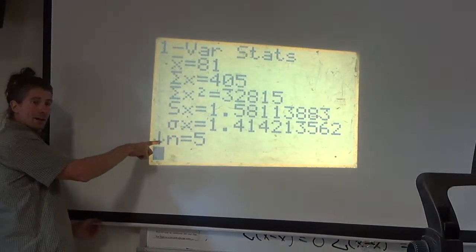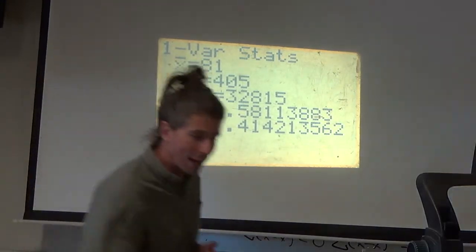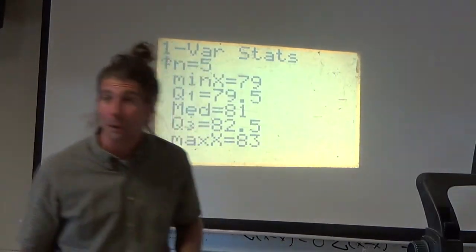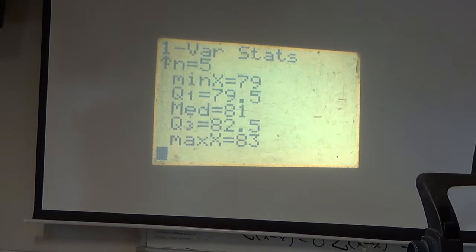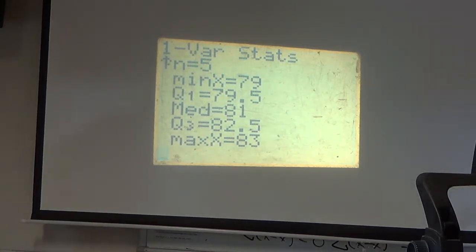See that little arrow right there? Scroll down. Scroll down. So how do we... There's more. Yeah! Your median's in there: 81. No more putting things in order, crossing them off.